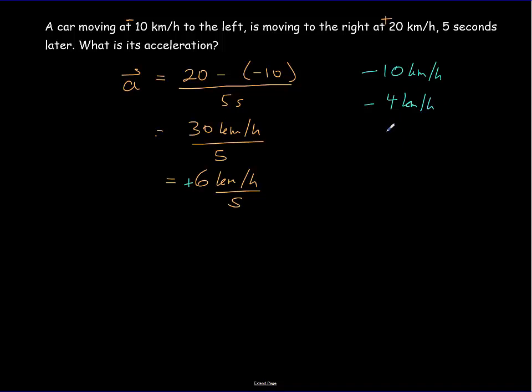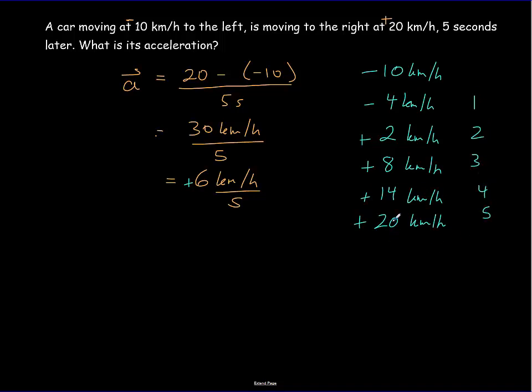Another second later, it will have reversed directions and now be going at 2 kilometers per hour to the right, and then 8 kilometers per hour to the right, and continuing 14 and 20 kilometers per hour. Keep speeding up to the right. So it takes 1, 2, 3, 4, 5 seconds to reach a speed of 20 kilometers per hour to the right. So there's a big change in velocity there. Not a big change in speed, but a big change in velocity because of the reversal of directions.